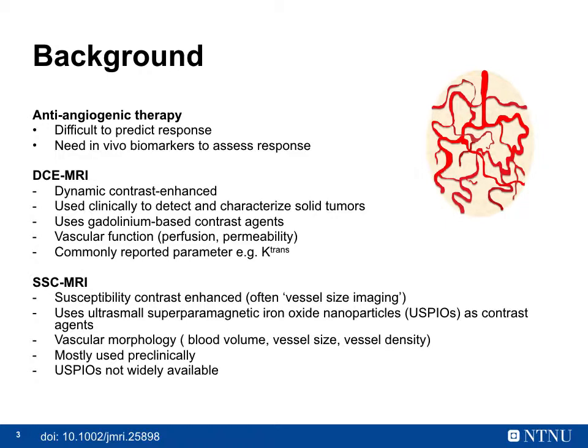Another MRI method for characterizing tumor blood vessels is steady-state susceptibility contrast, or SSC MRI, which is also commonly referred to as vessel size imaging. Here, ultrasmall superparamagnetic iron oxide nanoparticles are used as blood pool contrast agents, and from changes in R2 and R2 star relaxation rates, we can derive information about vascular morphology, such as blood volume, vessel size, and vessel density.